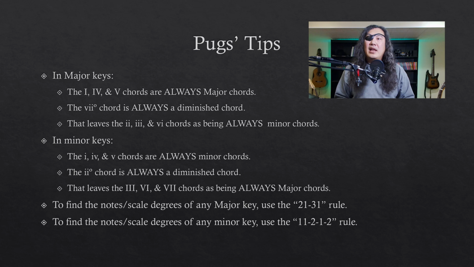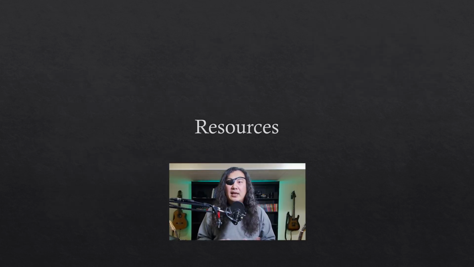Okay, and then the other thing I need you to remember is the 2-1-3-1 rule and the 1-1-2-1-2 rule. 2-1-3-1 rule to make a major scale from the chromatic scale, and the 1-1-2-1-2 to make a minor scale from the chromatic scale. And whatever major key you're in is going to have a corresponding major scale. Whatever minor key you're in is going to have a corresponding minor scale. And that's it.